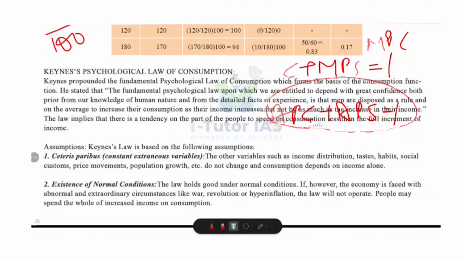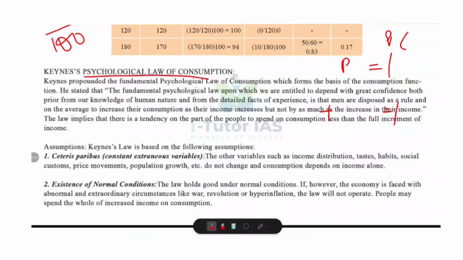Now we are going to learn about a very important concept given by John Maynard Keynes, or J.M. Keynes, called the psychological law of consumption. And this law is the foundation of Keynes' consumption theory. It explains how people spend and save when the income increases.